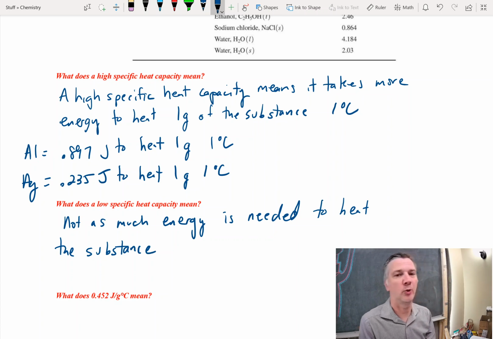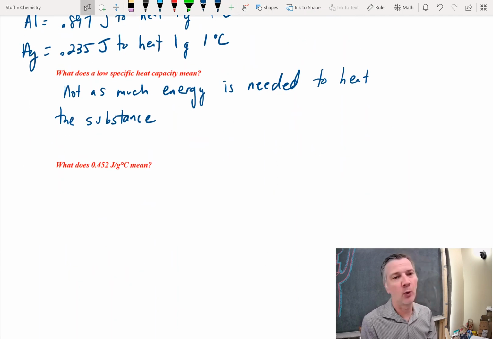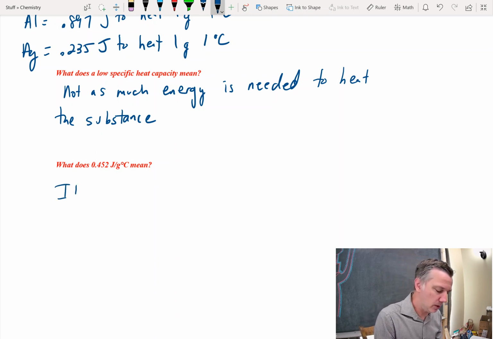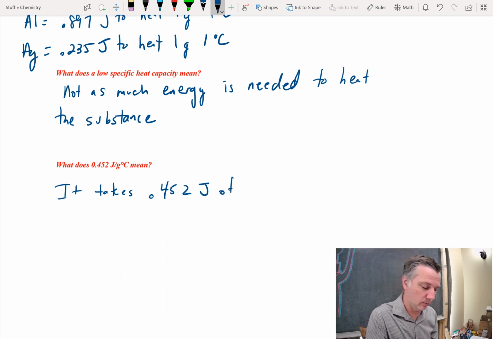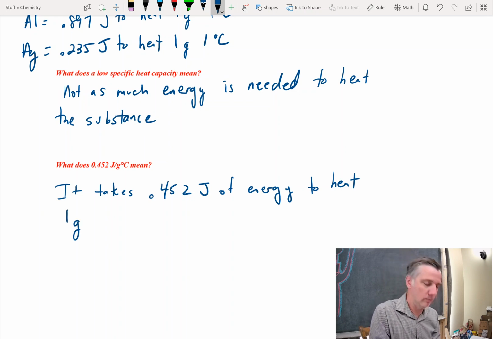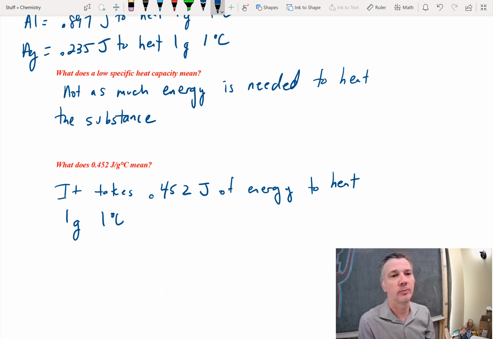Now notice for specific heat capacity, we're talking about a very specific amount, 1 gram. So what does 0.452 joules per gram degree Celsius mean? That means that it takes 0.452 joules of energy to heat 1 gram of the substance 1 degree Celsius. Okay, so we're going to make the temperature change by 1 degree Celsius.